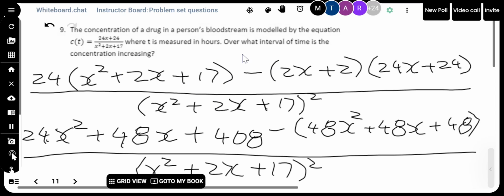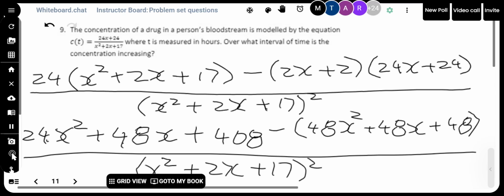But why are we doing that? Let me review with you why we're doing that. By the way, let me just make sure I can see the chat here. Yeah, why are we doing that? Because the question was asking over what interval of time is the concentration increasing? We didn't ask you where the concentration was equal to zero. We're not asking about when the rate is zero. That's what we normally use this derivative for. But we're asking for where the concentration is increasing.